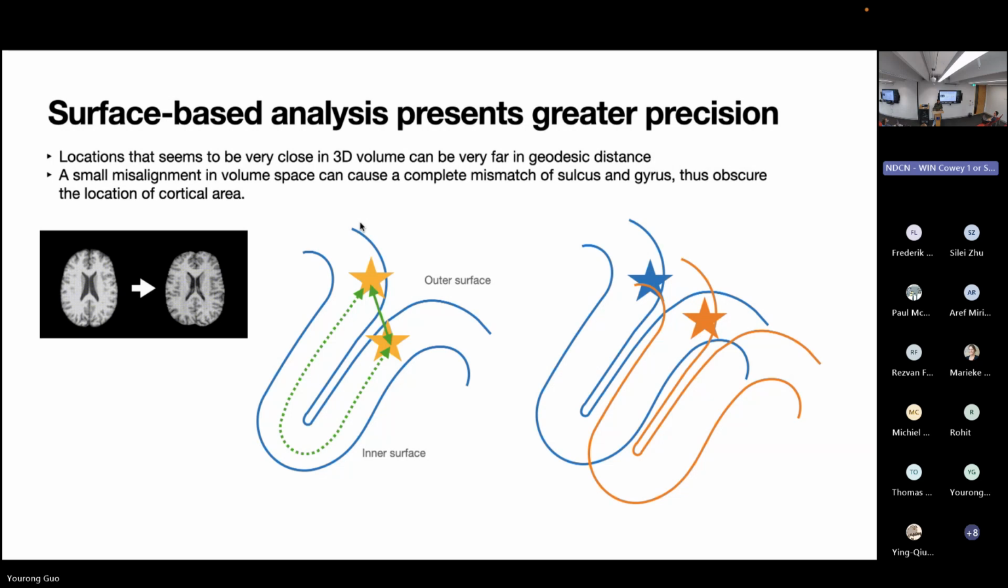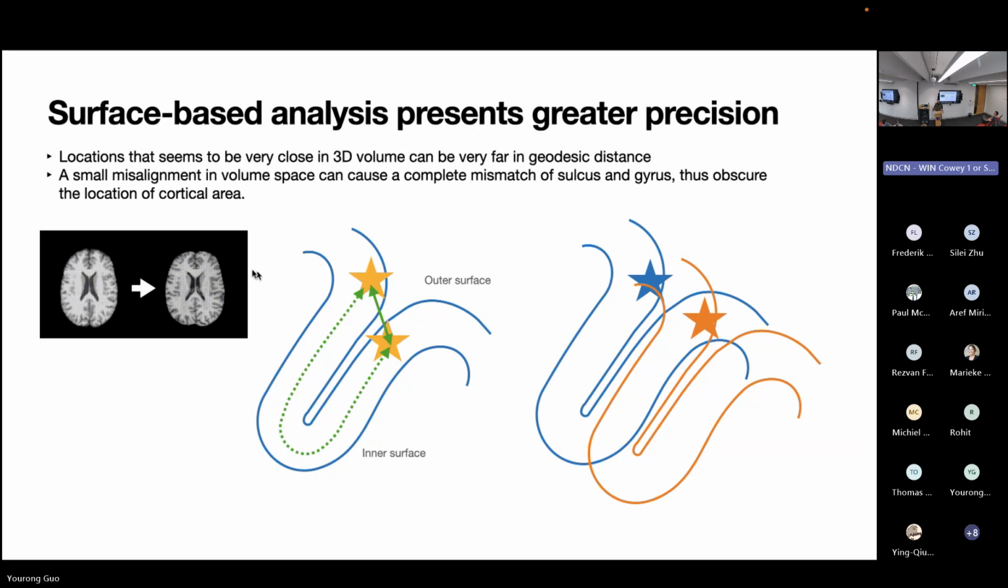volume-based spatial normalization is that it pushes the constraint on the intensity, and it calculates distance as Euclidean distance. You can see that it's not respecting the geometry of the brain cortex. So, for example, brain activities that could be very close to each other in the space of a volume can actually be far away from each other on the surface.